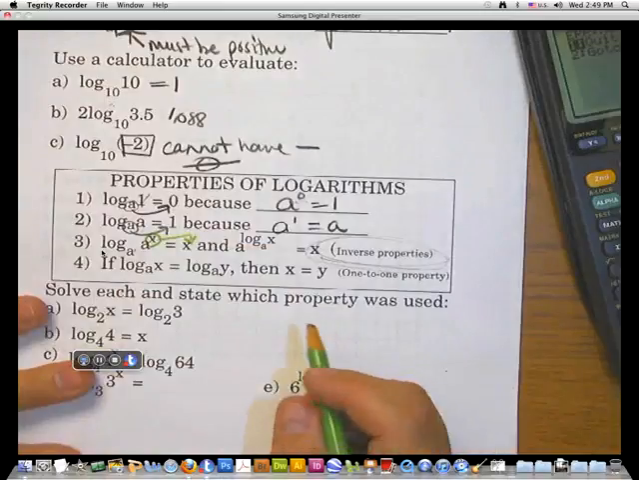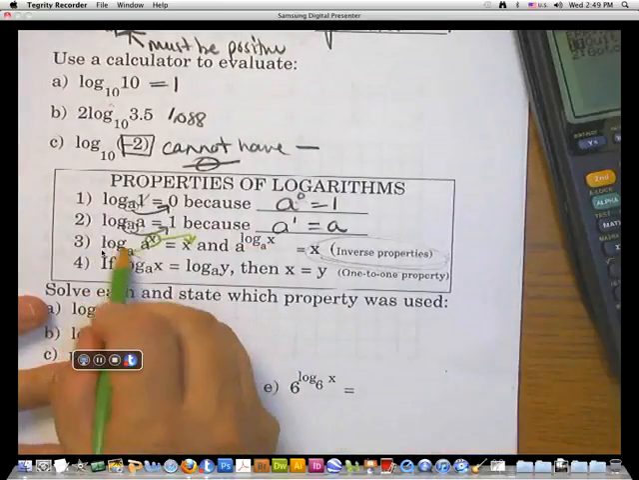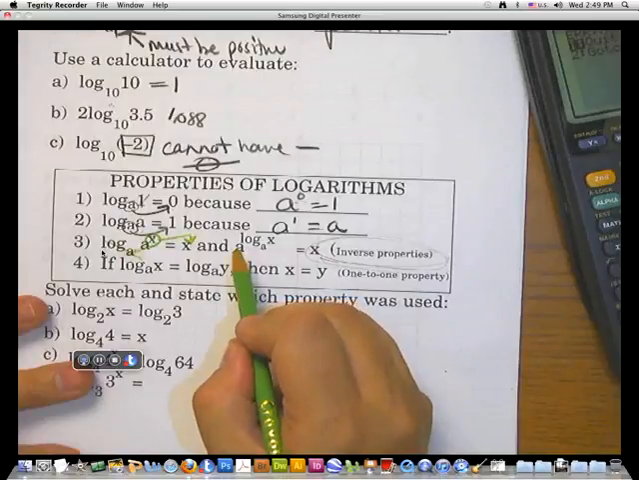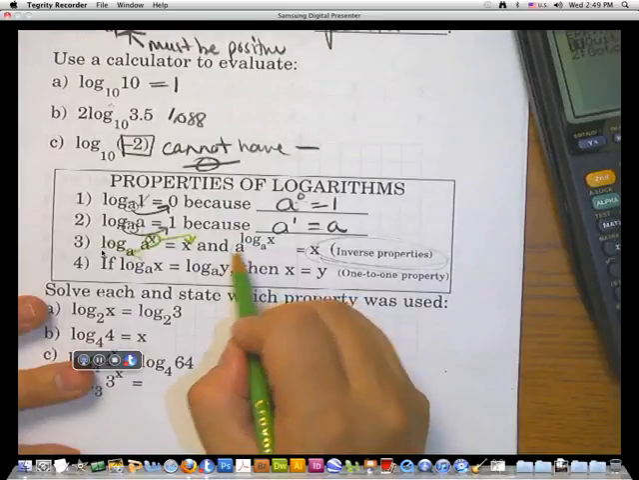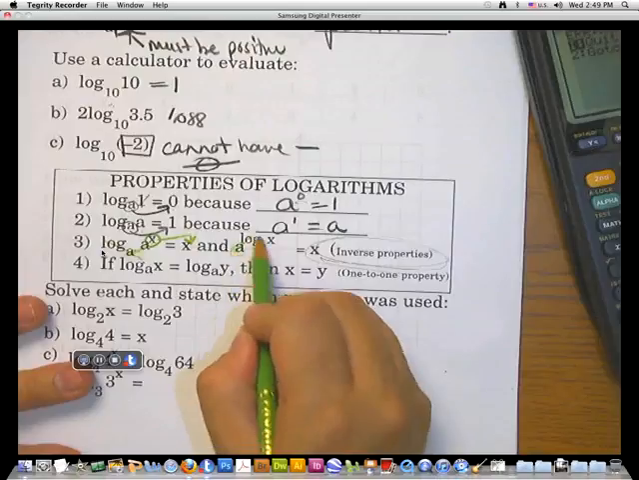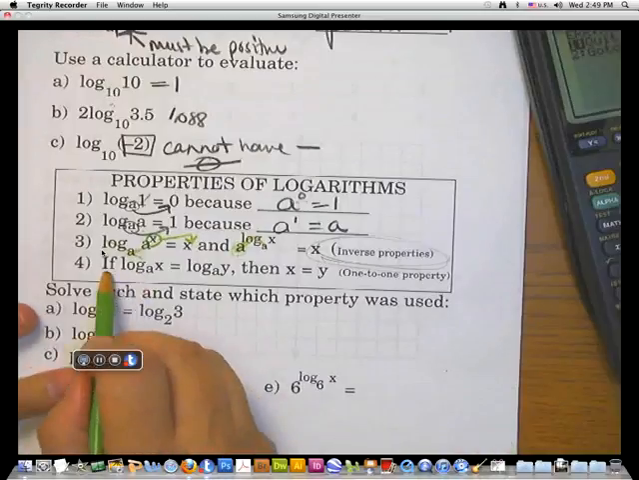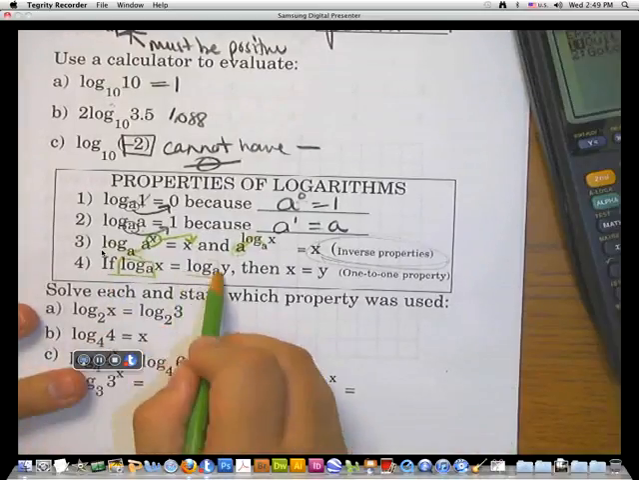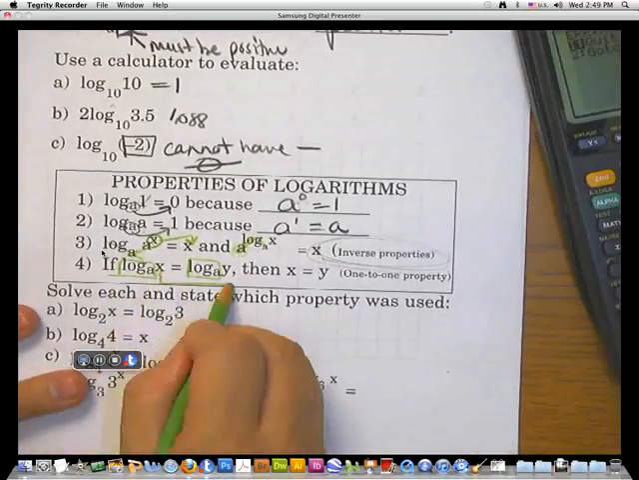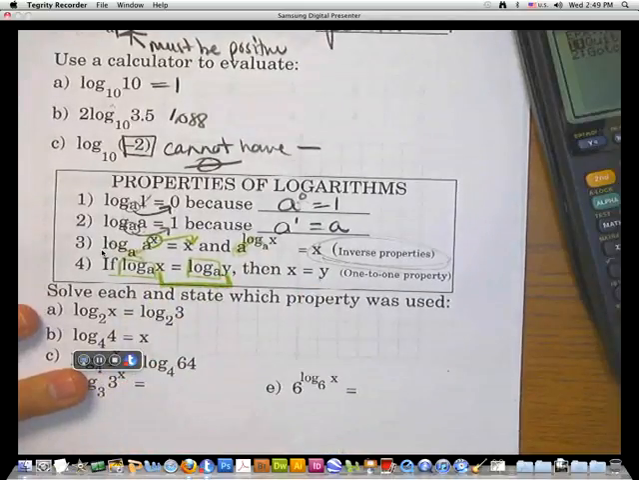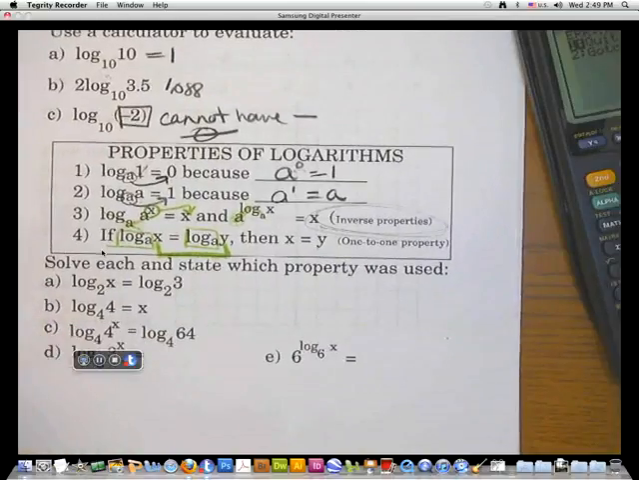And the reason for that is basically those are going to cancel out. And the same thing happens if I have an exponent whose base is the same as the log's base. All that stuff cancels out, leaving just the x. And if I have the same log and base, well then their number parts have to be equal. So that's called the one-to-one property. So the inverse property and the one-to-one property.